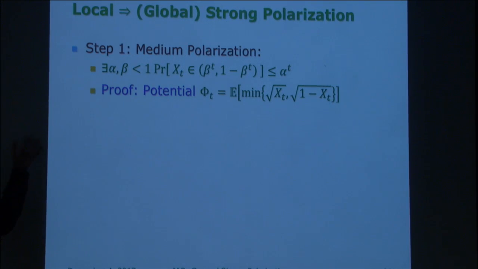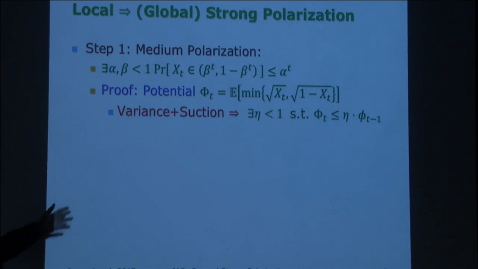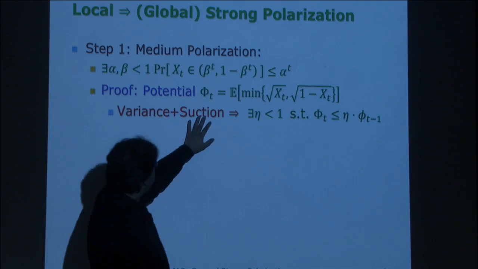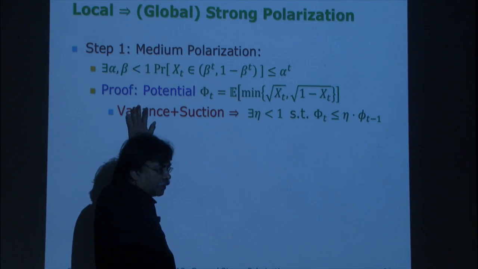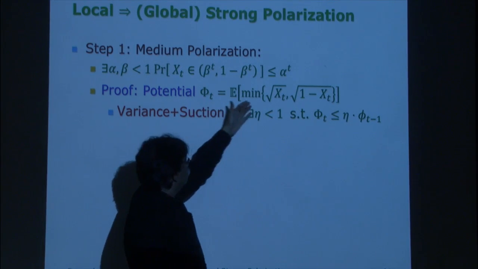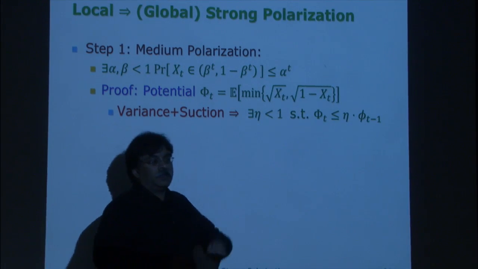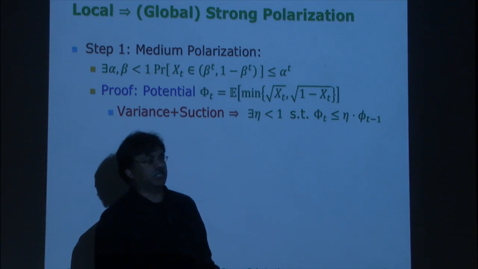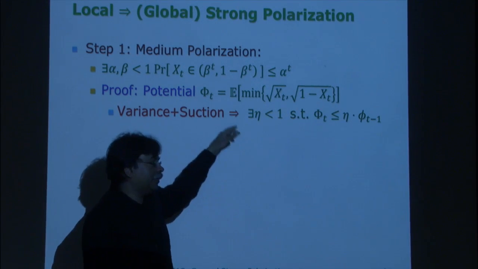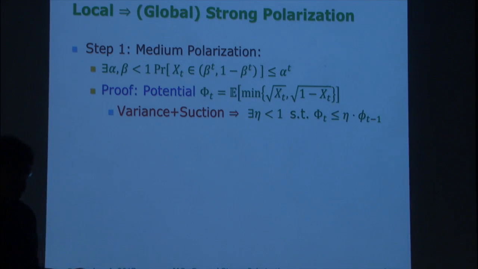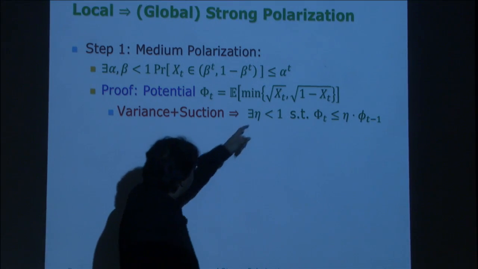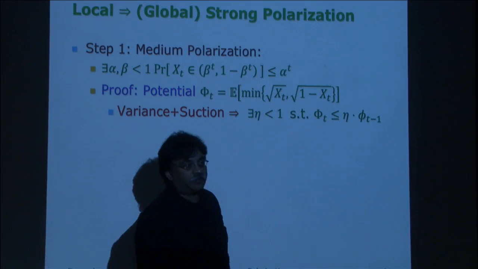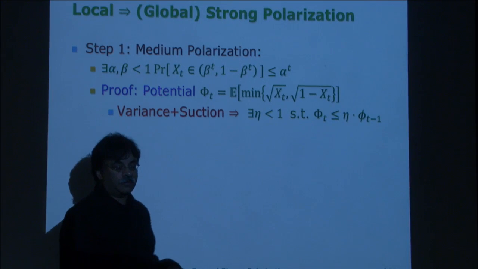Okay. So really, once you use this, in one step, this potential actually drops by a constant factor. You need to use both variance and suction at the ends. Variance in the middle, because that's what you use when xt's are in the middle. When you're close to the end, you need something, but suction gives you much more than you need for that part. So you're happy with this. It's actually symmetric. It's growing. If xt is small, then the square root is larger. Right, but the expectation after one step will be smaller by a constant factor.